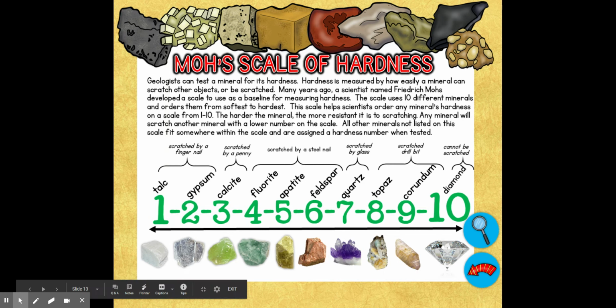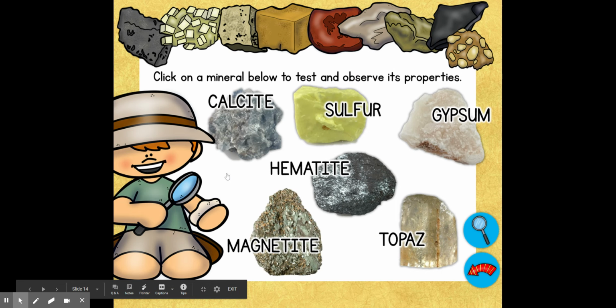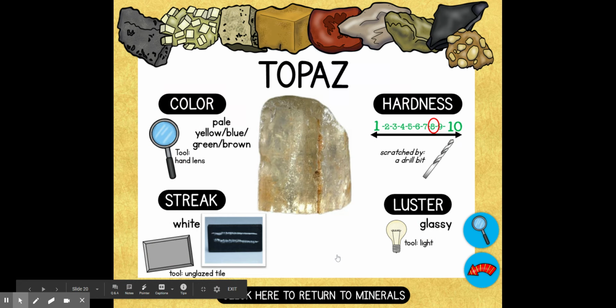Okay, now here's the trick. If you want to go back to the home, you click the big magnifying glass. If you just want to go back one space, you click on the red arrow. So I'm just going to go back one. So let's click here. Click on a mineral below to test and observe its properties. So we have calcite, sulfur, gypsum, hematite, magnetite, and topaz. So we'll click on topaz.